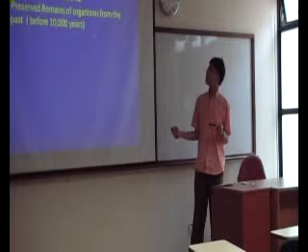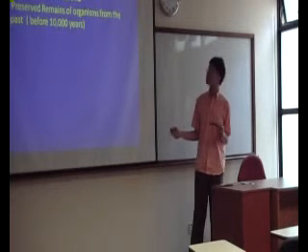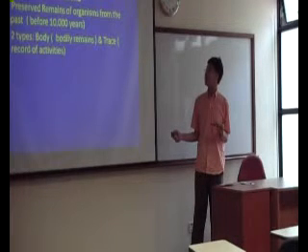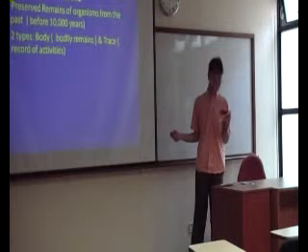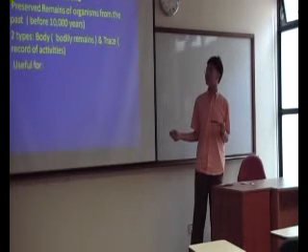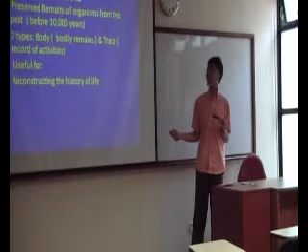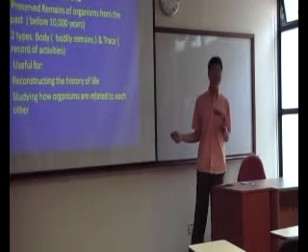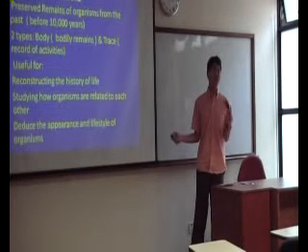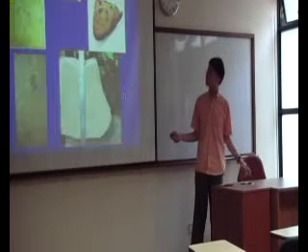Fossils are the preserved remains of organisms from the past, from over 10,000 years ago. And there are 2 types of fossils: body, which means the remains of the animal's body, and trace, which is a record of organisms' activities. Fossils are useful for reconstructing the history of life on Earth and studying how organisms are related to each other. And from a fossil, you can deduce the appearance and the lifestyle of organisms.